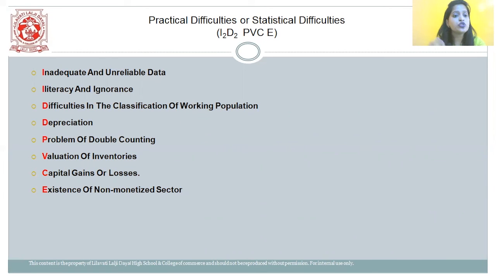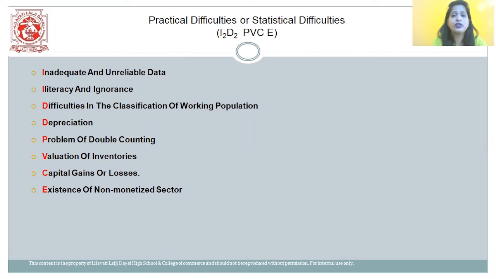Next, you have valuation of inventories. Raw material and the semi-finished goods that are there are called inventories. Hence, this leads to the problem of calculating the actual value of the inventories. Next, C stands for capital gains or losses. Here, students, the capital gains and losses are always ignored in the valuation of national income. Next, you have existence of non-monetized sector. In rural areas, students, the barter system still prevails. National income takes place when the goods are produced, not when the goods are exchanged.